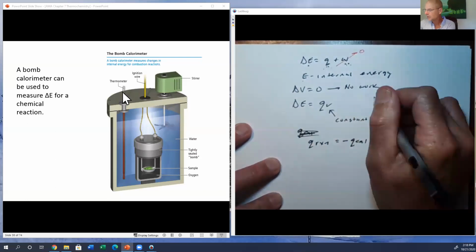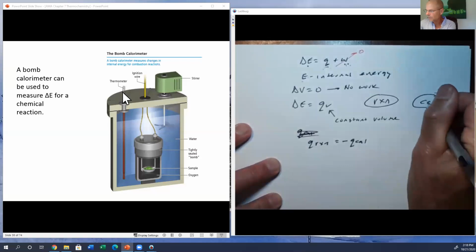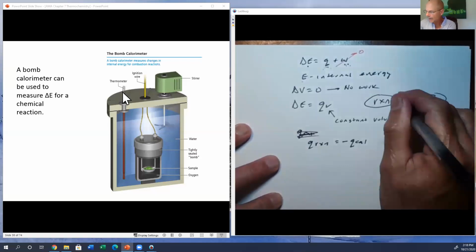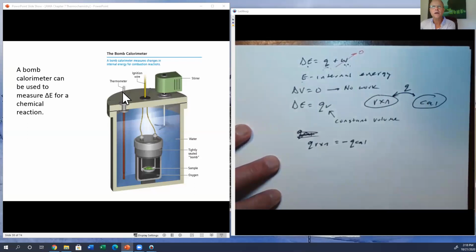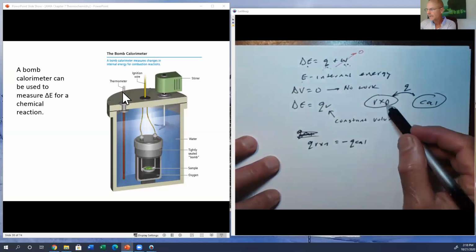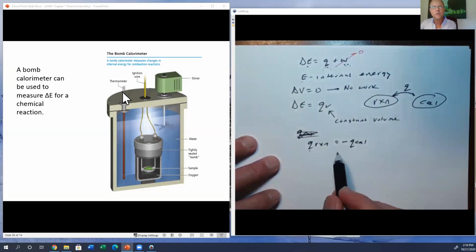Because you have your reaction, and the surroundings are the calorimeter, and energy is only being exchanged via Q. There's no work, so it's just heat. So whatever heat is being given off by the reaction is absorbed by the calorimeter. So Q is equal in magnitude for both of these, but opposite in sign. Okay?